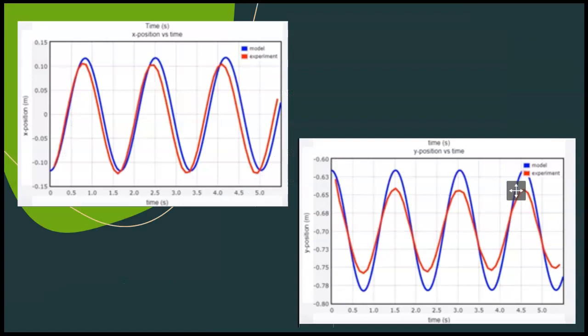We can see that the model and the experimental data are quite similar. When considering the y position, we see that the model predicts a little more at the extreme ends, the minimum and the maximum values. However, the overall period, the overall shape, and the trend of the pattern of the graph tend to be the same.